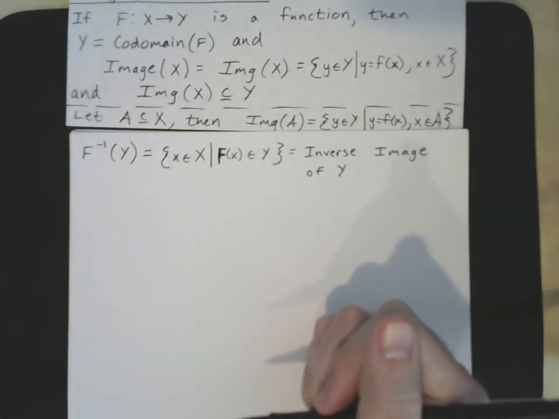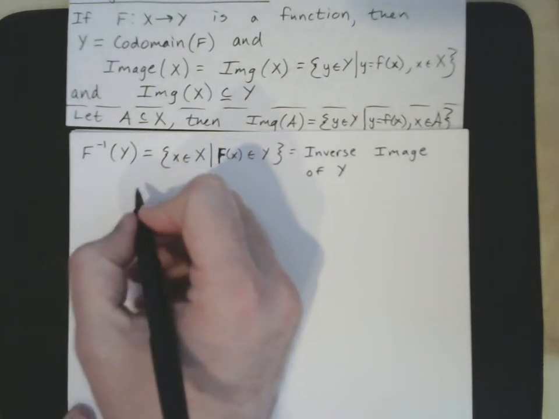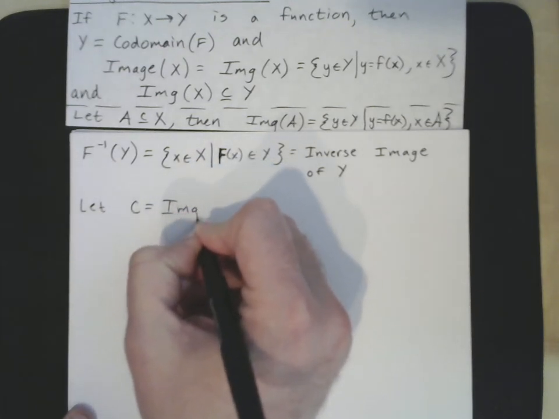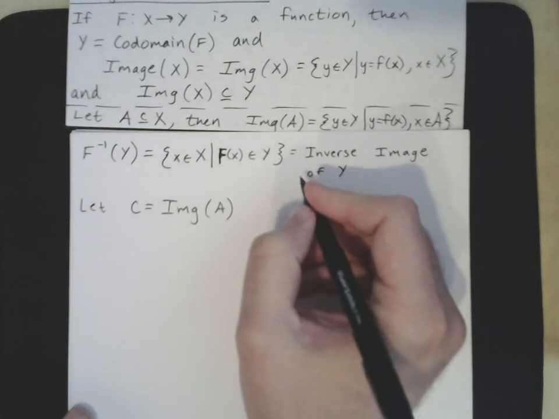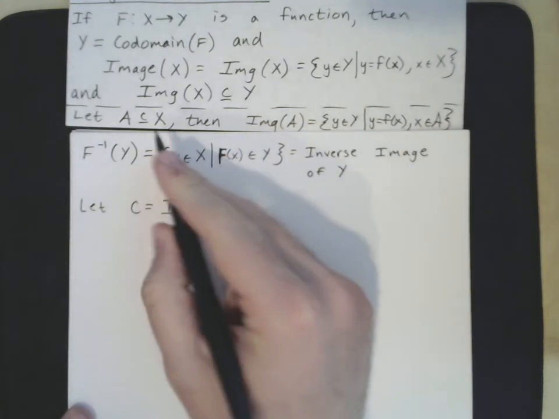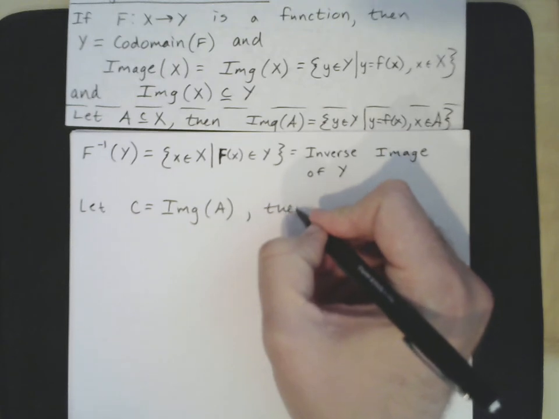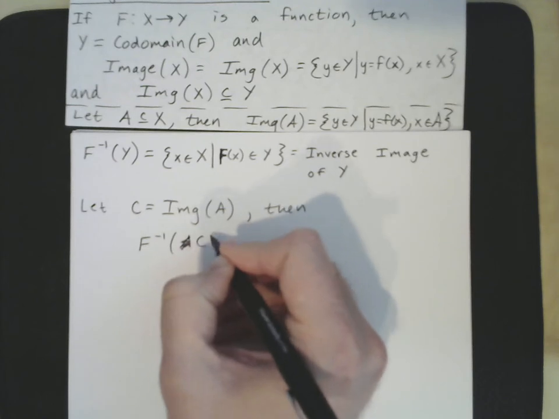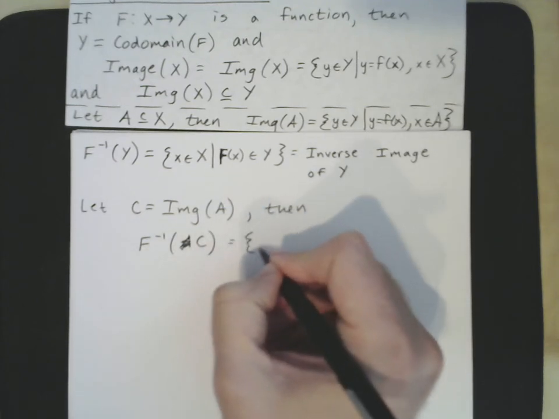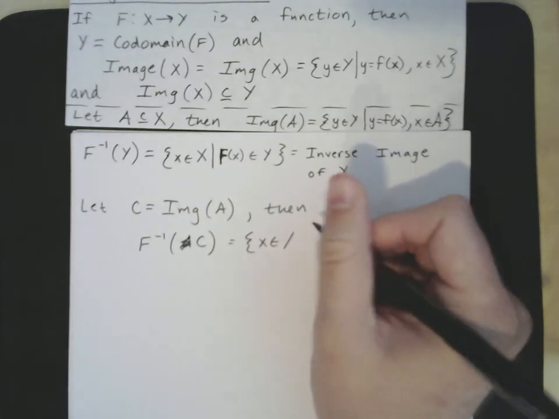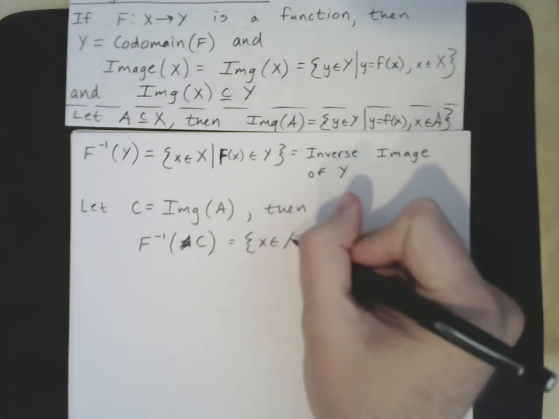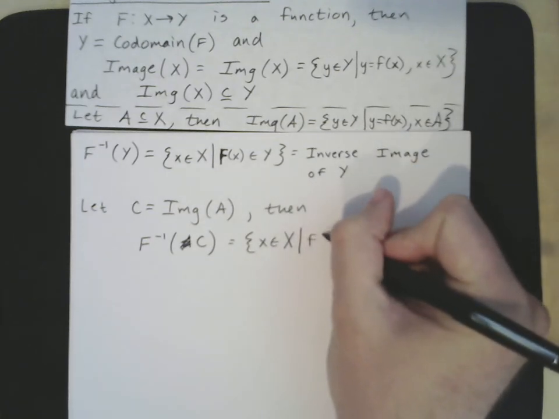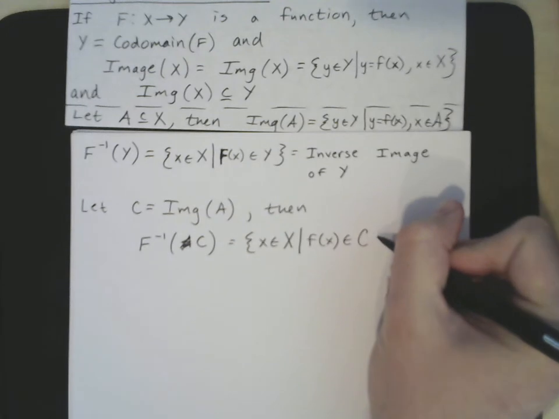And we can do the same thing that we did. So if we let C equal the image of A, the same A here, then we can form the inverse image of C, and this is the set of x in X such that f of x is in C.